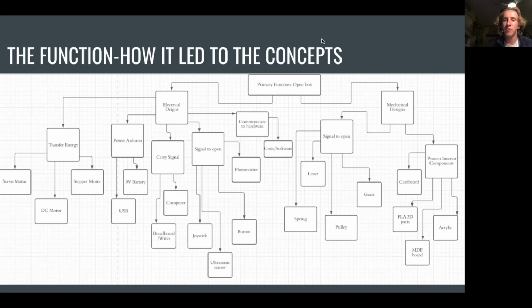We used photoresistor, button, joystick, or ultrasonic sensors. And lastly, the primary function was to communicate to the hardware, which we use in the means of code and software. On the other side, in the mechanical designs, our primary functions were to signal to open, using the means of lever, spring, pulley, and gears. And lastly, the primary function was to protect the interior components of the mechanical designs, whether that be the means of cardboard, PLA 3D parts, acrylic, or MDF board.